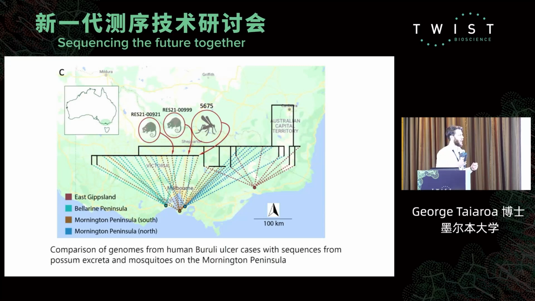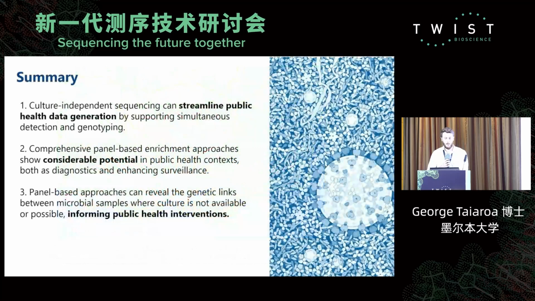The kind of one sentence take home is that one of these samples was just a single mosquito, and we could prepare that sequence from that and get a complete Mycobacterium ulcerans genome, so the bacteria that's carried by that mosquito, from that one mosquito. So really powerful technology. And so that's a quick summary of the work that I've presented.